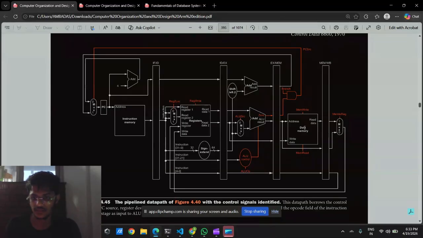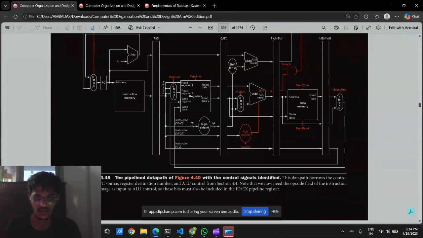And this is mem read and mem write. Basically, they will be set when we are reading and writing the memory, mem to reg. I hope this section is clear. Let's move ahead.